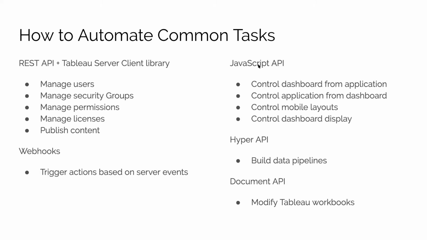In terms of the JavaScript API, whilst the REST API controls communication between the server and your application, the JavaScript API actually controls the interaction between your application and the embedded dashboard itself. So it could be that you have a button on the dashboard that you want to change something in your app, or you've got a button in your app that you want to use to change something in the dashboard.